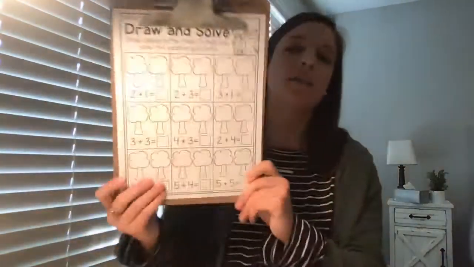Let's give ourselves a roller coaster cheer. Ready? Click, click, click. Woo! Excellent job counting forward, making our number bigger, and backwards, making our number smaller. You guys are such mathematicians. Kiss your brains again. All right, let's take a look now at our draw and solve activity sheet for today.